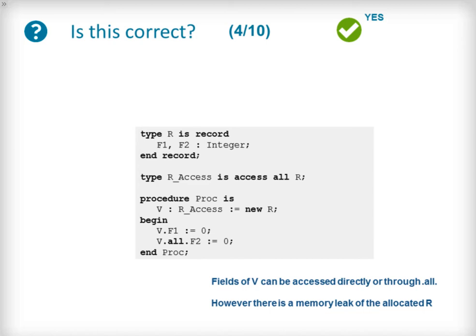On the whole, this code is syntactically correct, as access type objects can reference components of their target object with or without the .all suffix. There is a clear memory leak with this code though, as the dynamically allocated instance of R can never be returned to the storage pool. When the procedure proc exits, the V stack object will be lost. Therefore, no other part of the source code can deallocate the object that V targeted.